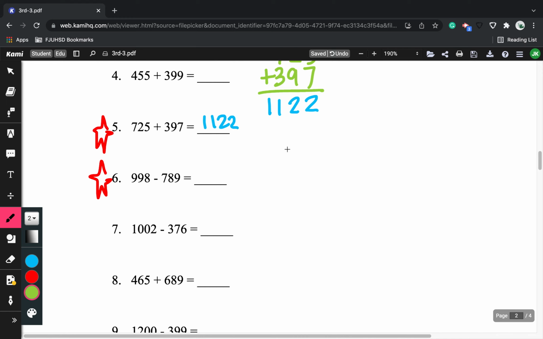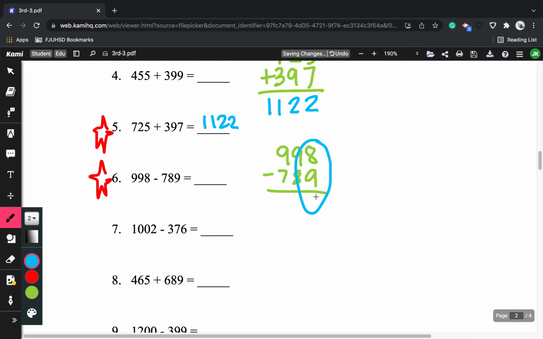And then for this one, order does matter for subtraction and division. Addition and multiplication, order does not matter, but subtraction and division, it does. So same thing, you put the first number always on top and the second number always on the bottom. And you subtract from top to bottom, right to left. So we're going to start here.